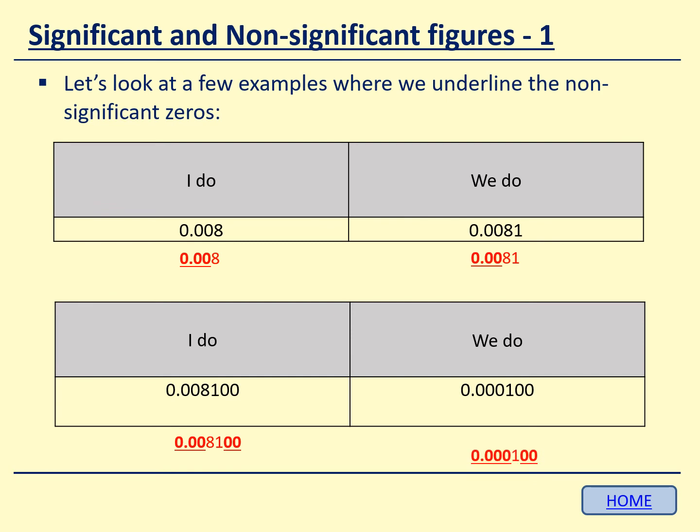Use your green pen or your different coloured pen to check that you've got that right. You should have underlined the first 3 zeros in the 0.008 1, and you should have underlined all the zeros in the 0.00100.